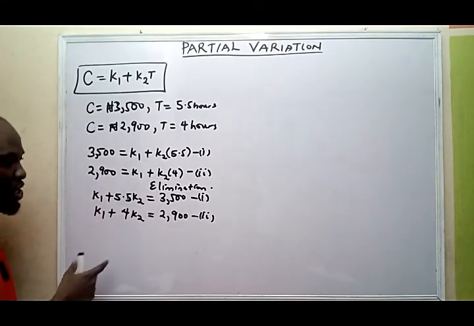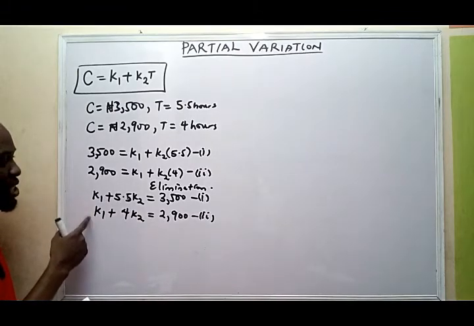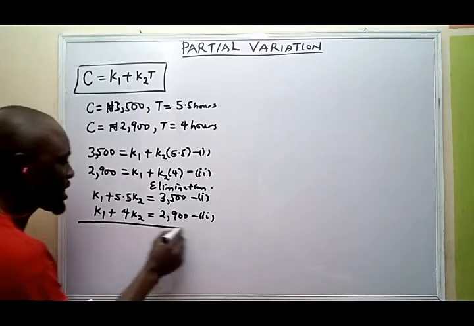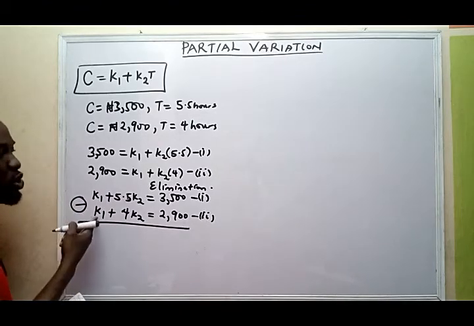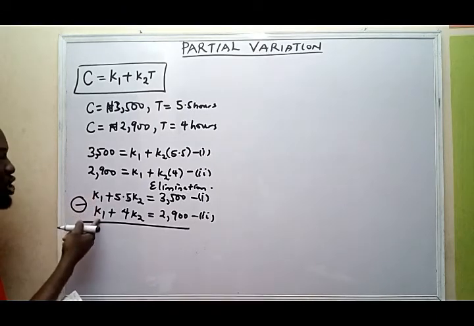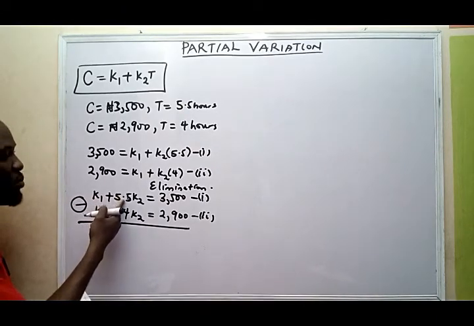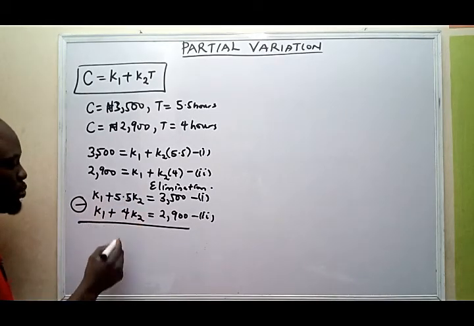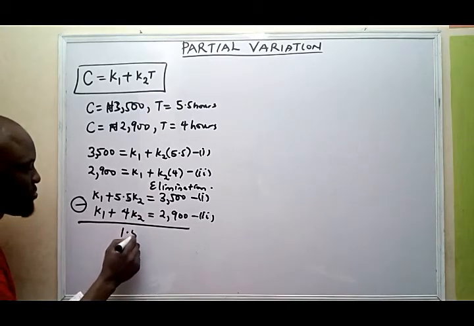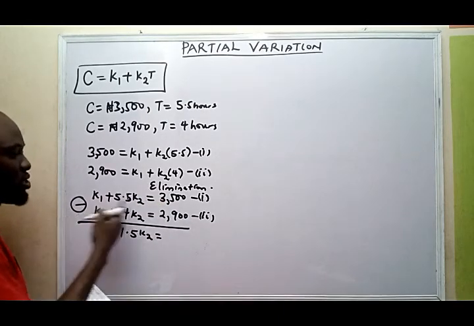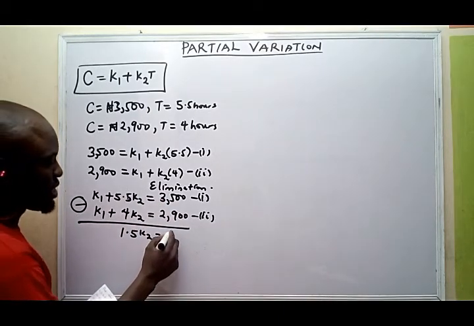Now, k sub 1 in equation 1 and k sub 1 in equation 2 are identical. So since they are both identical, then I'm going to subtract equation 2 from equation 1. Now, if I do that, k sub 1 minus k sub 1 will give me 0. Now, 5.5 k sub 2 minus 4 k sub 2 will give me 1.5 k sub 2 equals 3,500 minus 2,900 will give you 600.